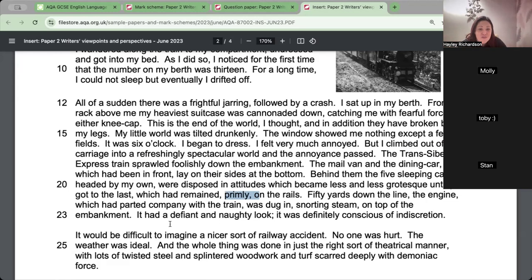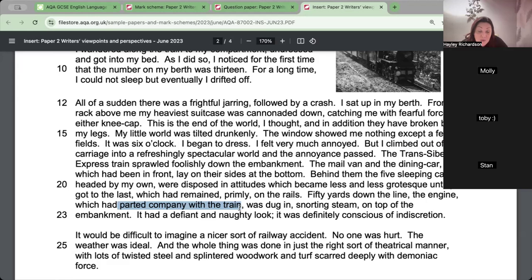50 yards down the line, the engine, which had parted company with the train. So here, parted company with the train. Now, someone else might say the engine that had come away from the train, or the engine that had cleared off, or the engine and the train were in completely separate places. Yeah, but it's parted company, so it's making it, again, playing up to that personification and the class that is given this character of the train. Was dug in, snorting steams, again personification. On top of the embankment, it had a defiant and naughty look. It was definitely conscious of indiscretion.